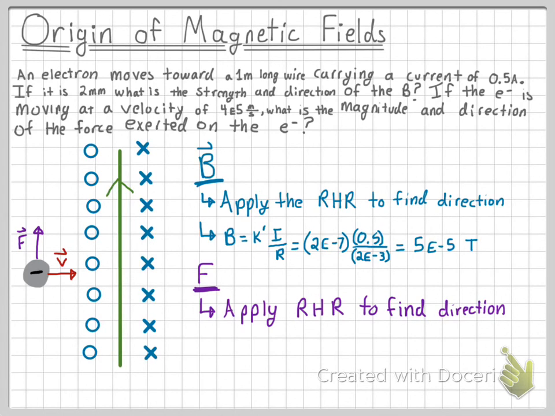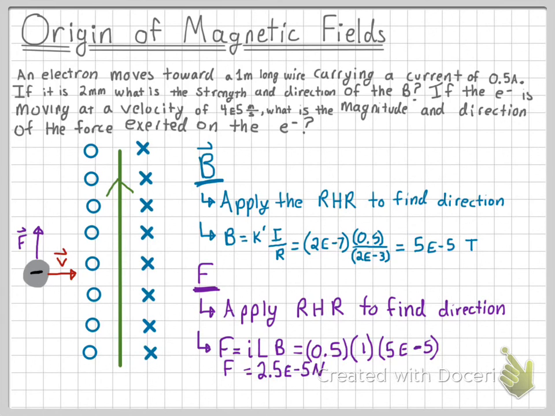We can then find the magnitude of the force using our force equals ILB equation, where the current is 0.5, the length of the wire is 1, and we found that the magnetic field was 5 times 10 to the negative 5th Teslas. So we know that this electron feels a force of 2.5 times 10 to the negative 5th newtons.